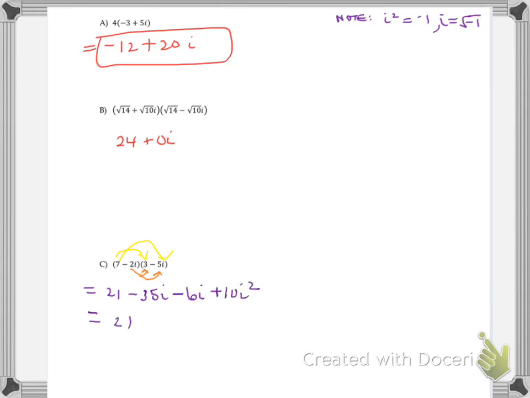Well, this will be 21 minus, so 35 minus 6, I believe, is a negative 41i plus 10i. Well, i squared, we can rewrite that as what? Negative 1. Very good. And so we get 21 minus 41i minus 10. So the final answer is 11 minus 41i.